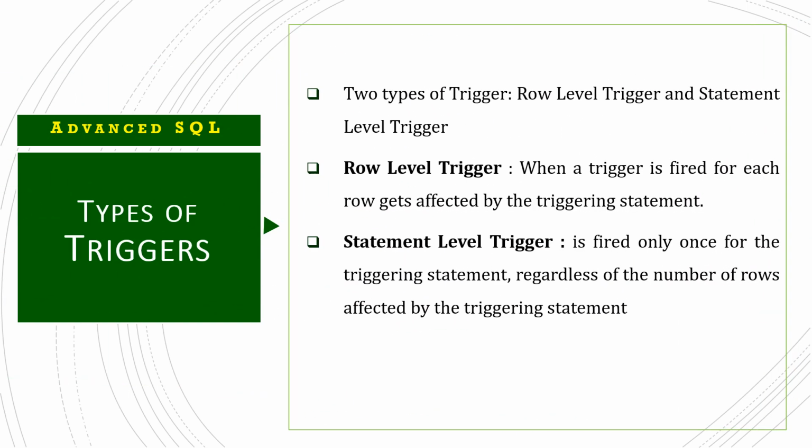Two types of triggers are there: row level trigger and statement level trigger. The row level trigger gets fired for each row modification, whereas the statement level trigger gets fired only once for the entire statement. In the case of a statement level trigger, it gets fired only once, regardless of the number of modifications that happened in the rows.